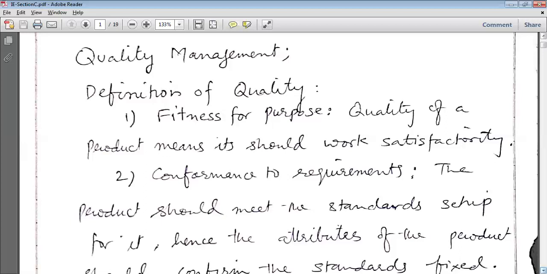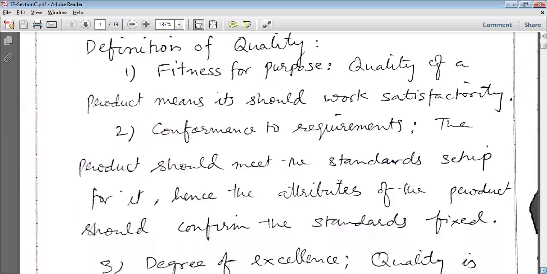Similarly, conformance to requirement means for a product, if it is able to perform the duties and jobs assigned to it, then it is known as a good quality product. Hence, the product should meet the standard set up for it. The attributes of the product should conform to the standards fixed, so the properties it must have in order to produce the desired requirements, to produce the desired standards.